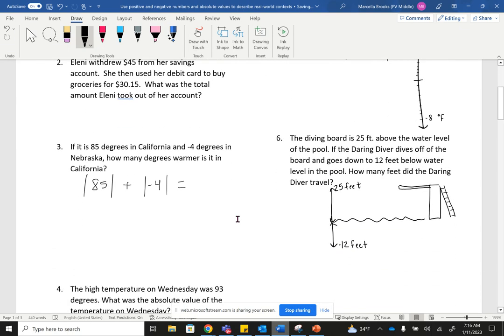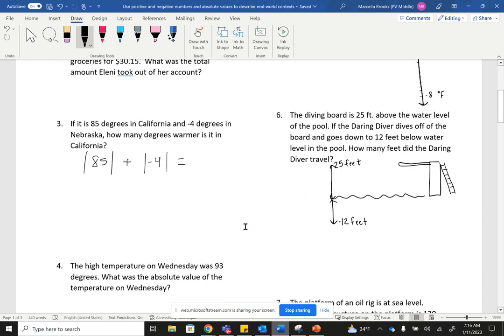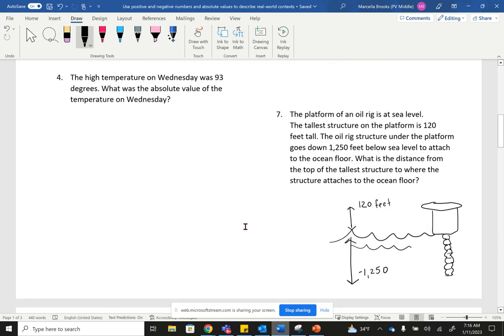Number 6. The diving board is 25 feet above the water level of the pool. So here we go. I drew the pool, and the diving board is 25 feet high. If the daring diver dives off of the board and goes down 12 feet below water level in the pool, how many feet did he travel? So this one's very similar. He went down 25 feet and then another 12. So how many feet did he travel?